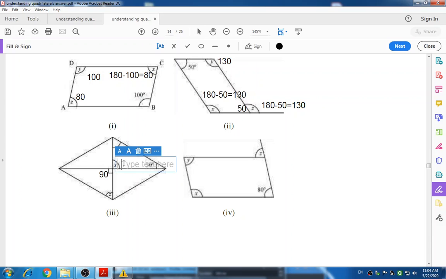So the measure of X is also 90 degree. If this is 90 degree, if this is 30 degree, and the sum of the measures of angles of a triangle is 180 degree, so to find out the measure of angle Y, if I subtract the addition of 90 and 30, that is 120, from 180, we get here 60. That means the measure of Y is 60 degree.